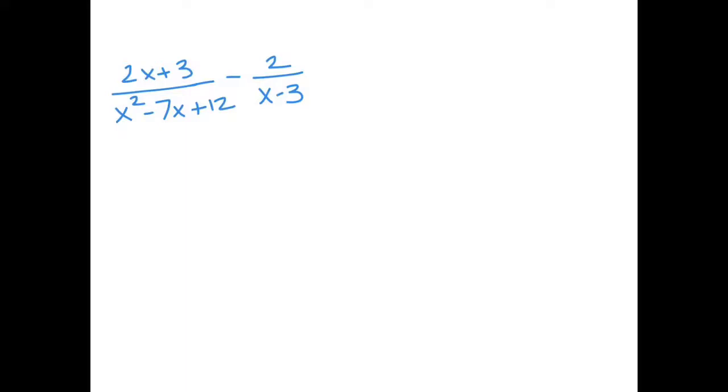Again, watch to see where I use that first procedure about adding fractions with unlike denominators. I'm going to do that here as well. So the first thing we need to do is find the least common denominator. The least common denominator in this case is going to be x squared minus 7x plus 12 times x minus 3. So we're just multiplying the two denominators together.